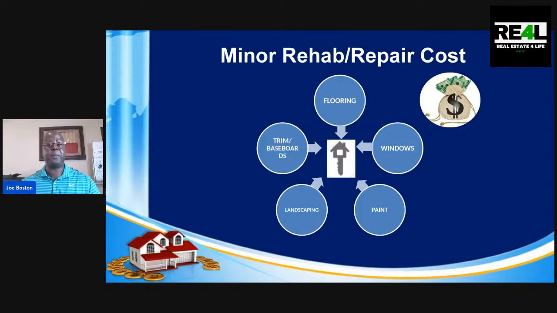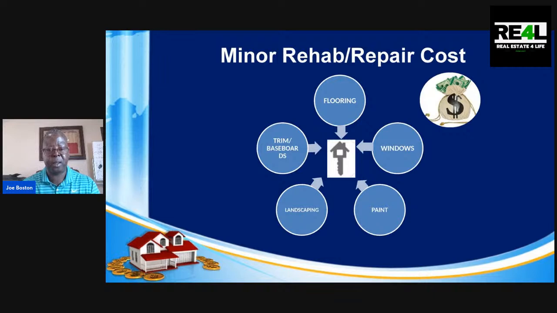Next, we have the minor rehab repair costs. I call these the secondary. These are your flooring, windows, paint, landscaping, trim, and baseboards. One of the things I will say, believe it or not, one of the hardest things to do is your finish out. Okay. That's the most tedious, but that's going to make your property look the best. Of course, I don't have all the costs on here, but at a high level, this is what I wanted to share with you.